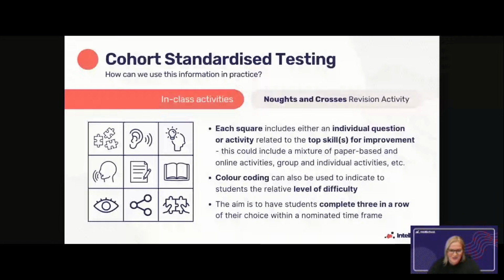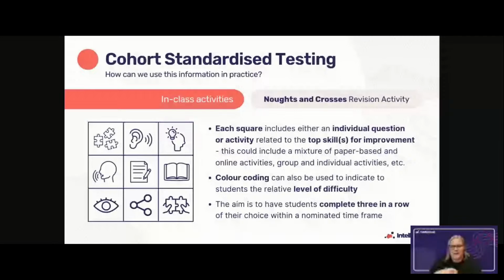But I think what I have experienced in my own classes is that by having the option to choose, that opportunity to do what they want to do, it can end up being really great for small group work, or it could be great for quiet individual work. Hopefully this has just given you a bit of food for thought about how having those top areas for improvement automatically identified for you feeds really nicely into an activity like this.